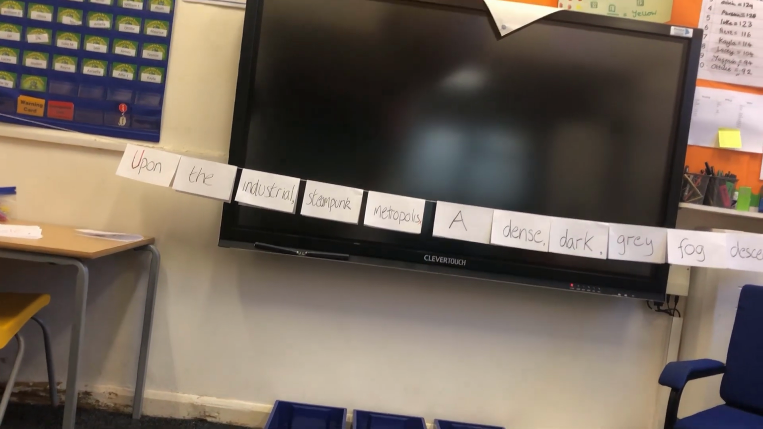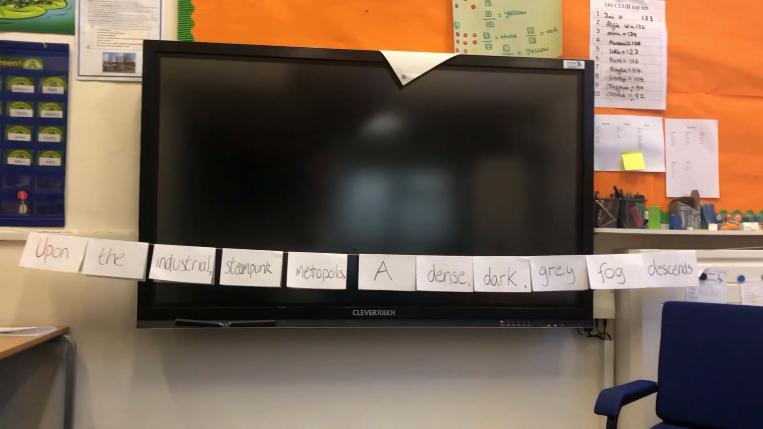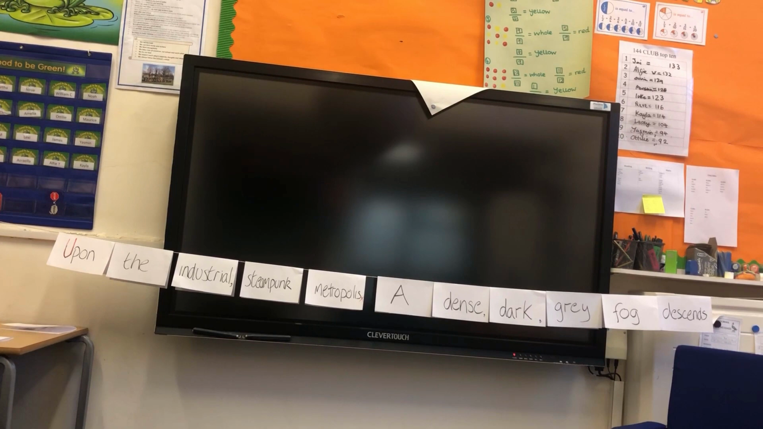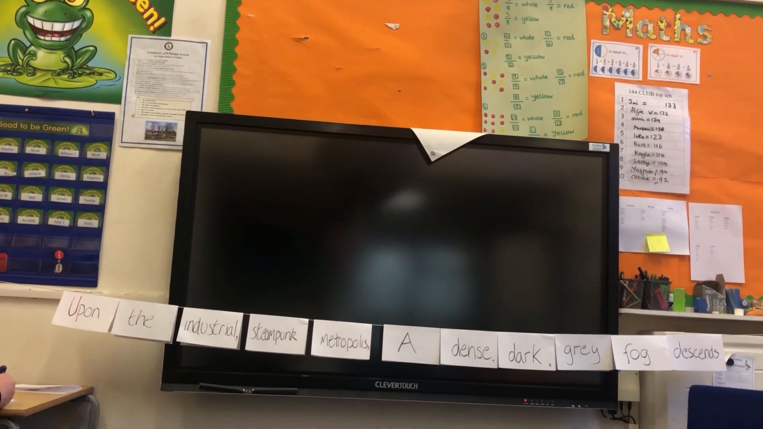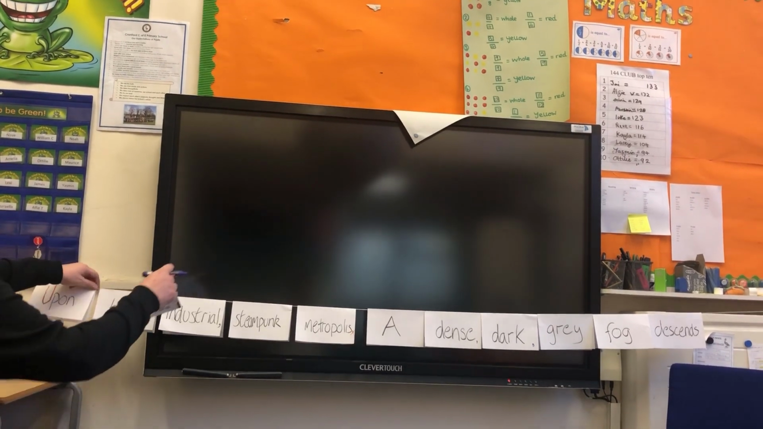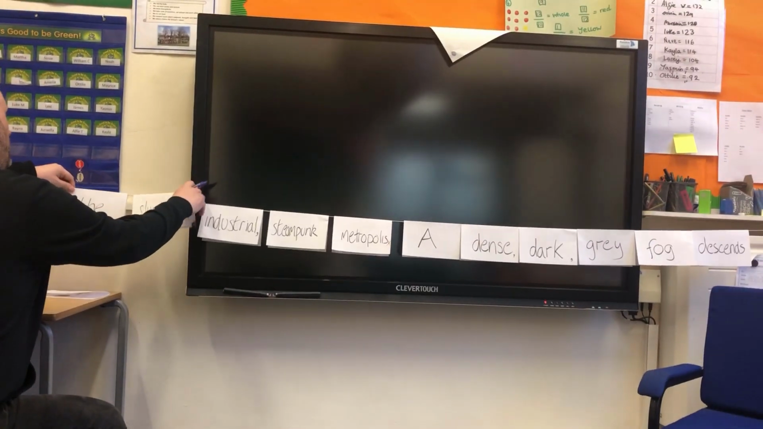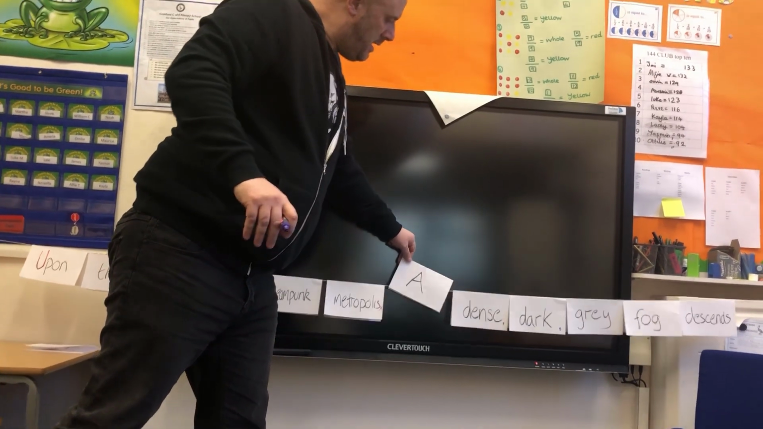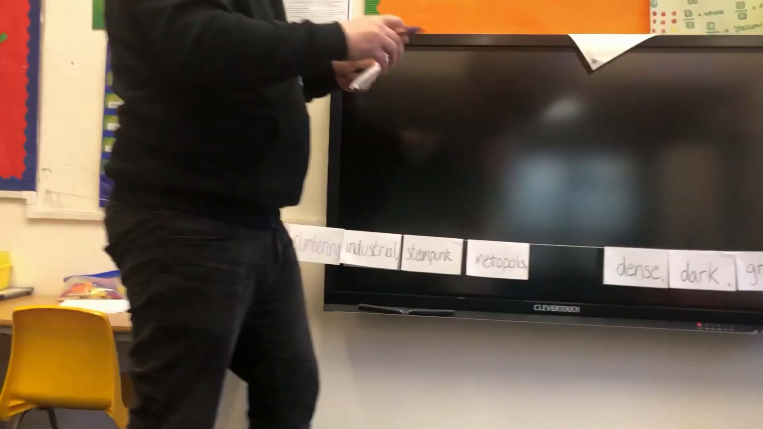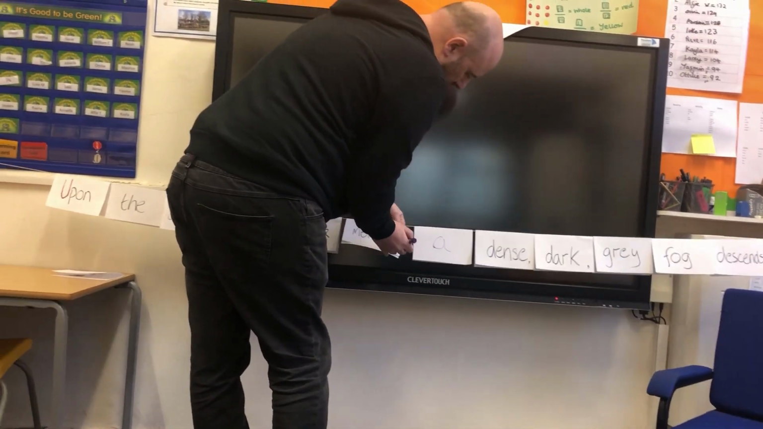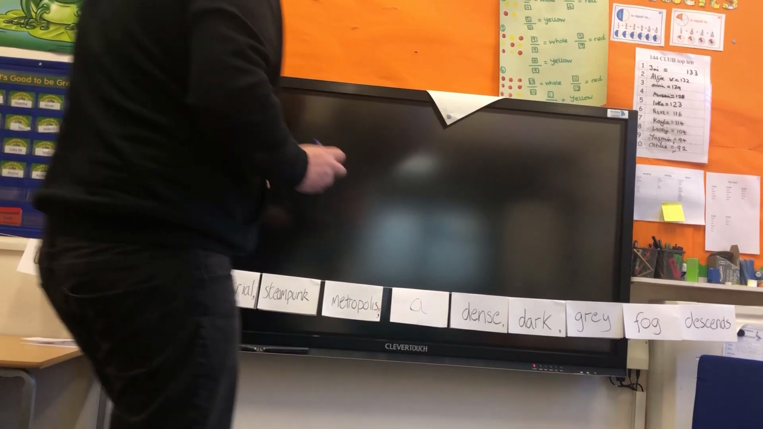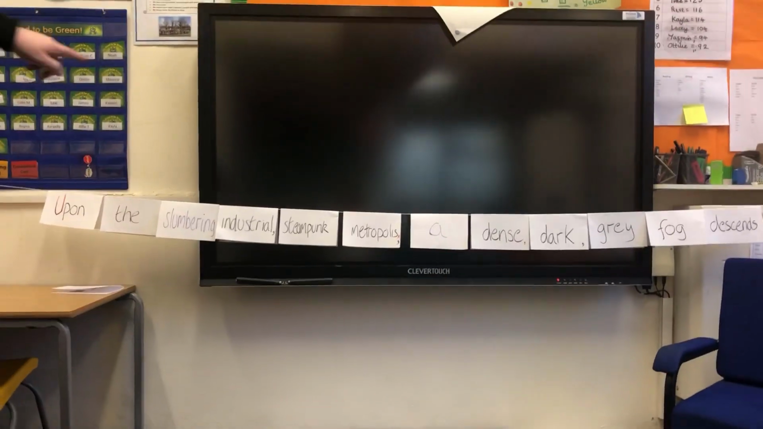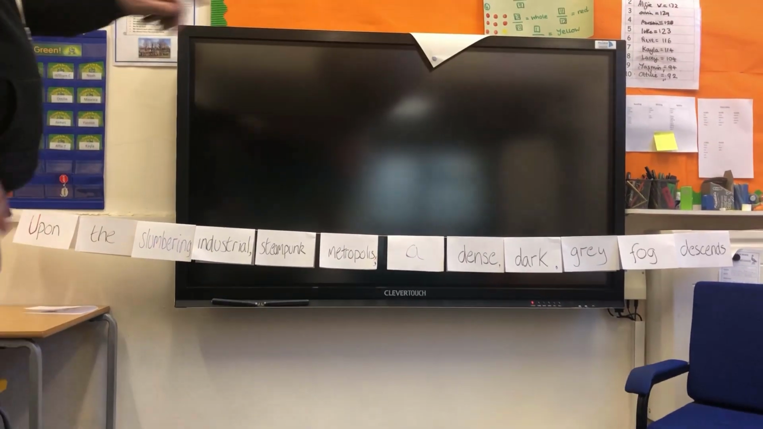And if it's all right with Willoughby, I'm going to add in a word here. I'm going to use the word slumbering, which means sleeping. Upon the slumbering, industrial, steampunk metropolis. And we change that to a comma. A dense, dark, grey fog descends. Loving this. Upon the slumbering industrial steampunk metropolis, a dense, dark, grey fog descends.